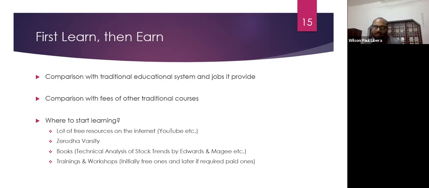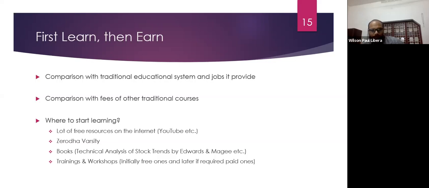Where do you start learning? If you want to start learning, there are a lot of free resources on the internet. You can go on YouTube, a lot of websites. I would suggest you start from Zerodha Varsity. There is an app by Zerodha, a free app, on the Play Store. You can download it, install it, and start reading. They explain it from the basics.